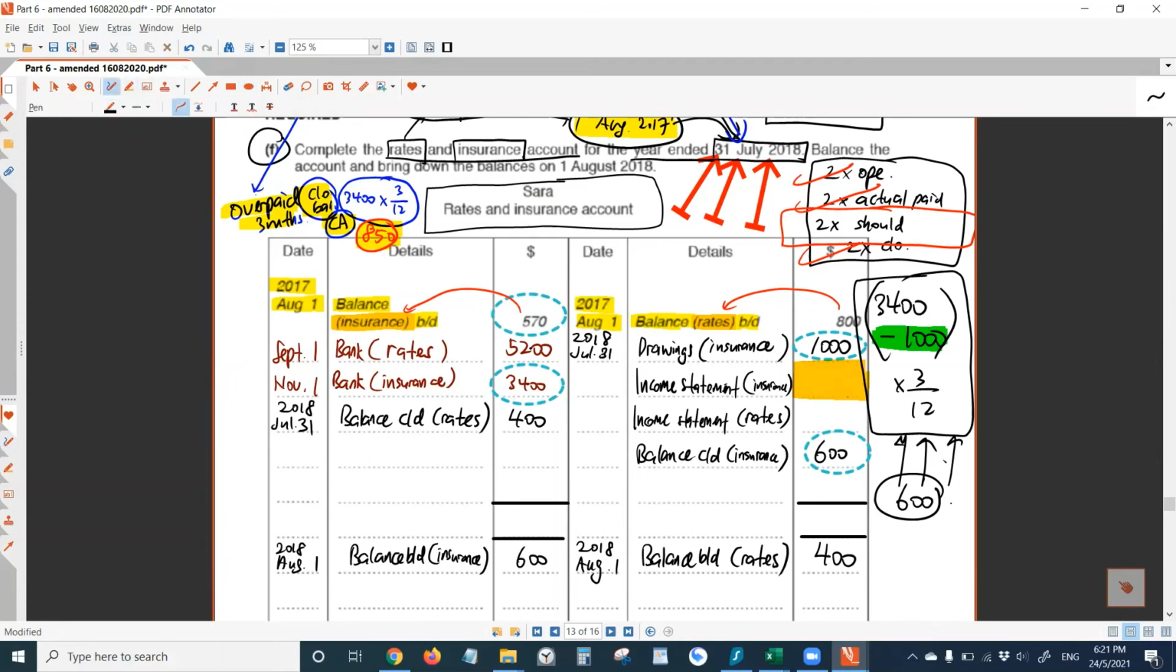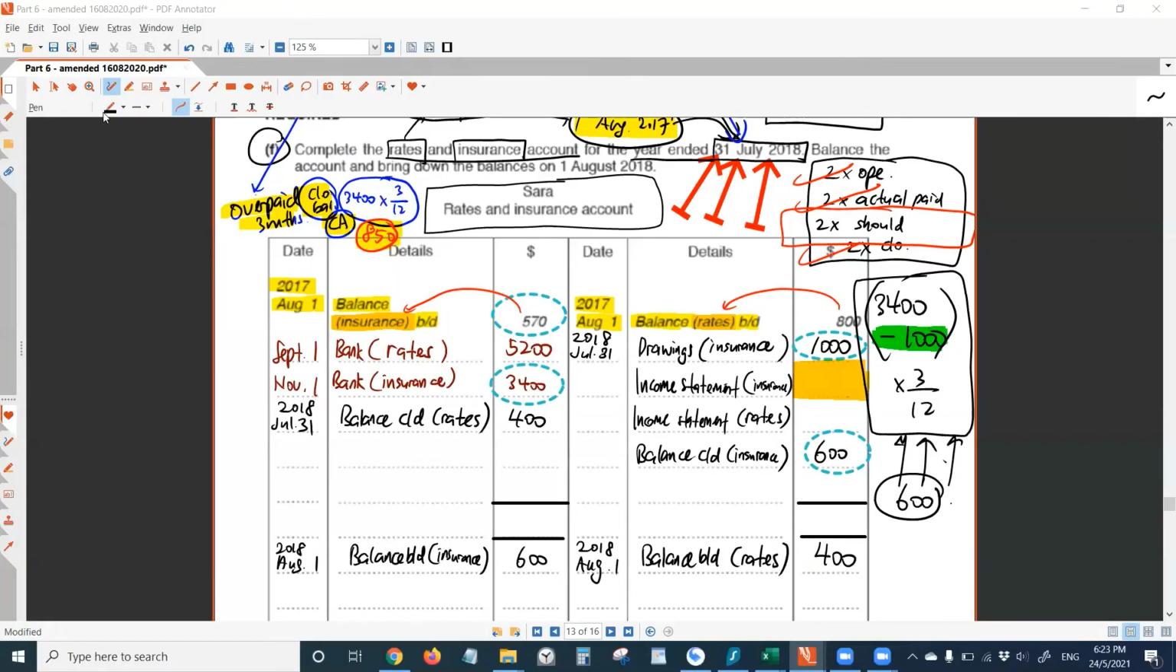So that means you take the 570 plus 3400, then you minus the 1000, minus the 600, then you can get the should amount for insurance, the amount that you should pay during the year. You calculate and tell me the number after you have rejoined. Okay, let's exit and rejoin, and then you tell me the amount.